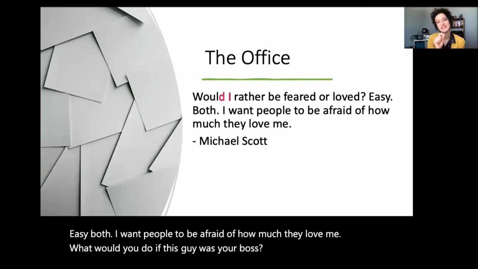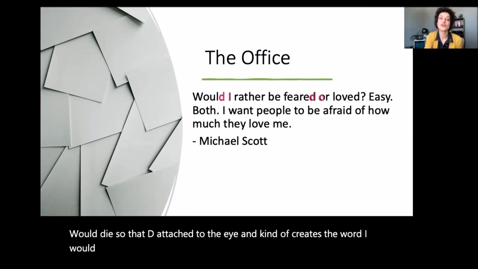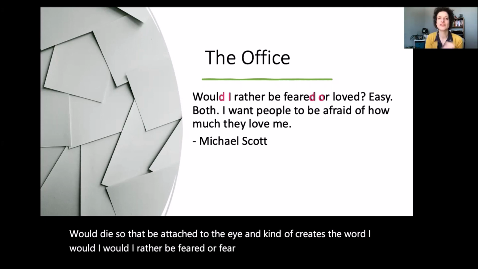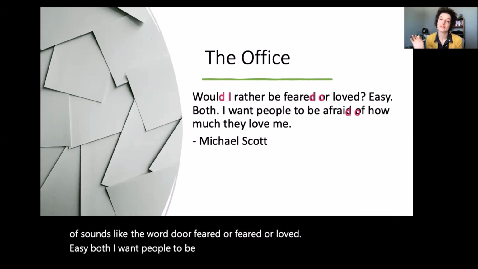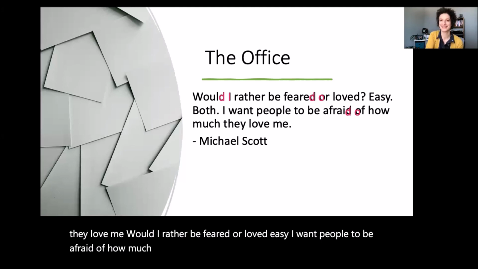What would you do if this guy was your boss? Would I, so that D attaches to the I and kind of creates the word die. Would I? Would I rather be feared or? Fear, door. So that D goes on to or. Kind of sounds like the word door. Feared or loved. Easy, both. I want people to be afraid of, like a bird, dove, afraid of how much they love me. Would I rather be feared or loved? Easy. I want people to be afraid of how much they love me.